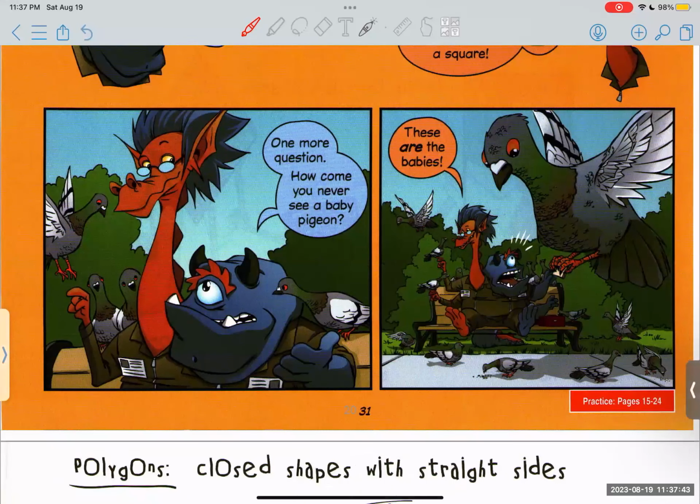And one more question on the side. One more question. How come you never see baby pigeons? These are babies. Very funny.